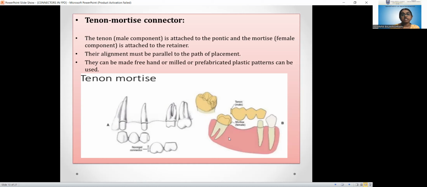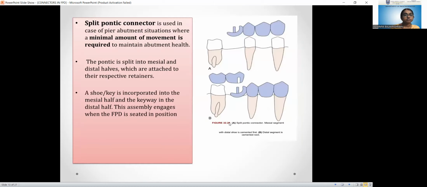They can be made freehand, or they can be milled, or prefabricated plastic patterns can be used at the time of fabrication. So this is how the tenon mortise connector looks like. That is, the tenon is attached to the pontic and the mortise is attached to the retainer.